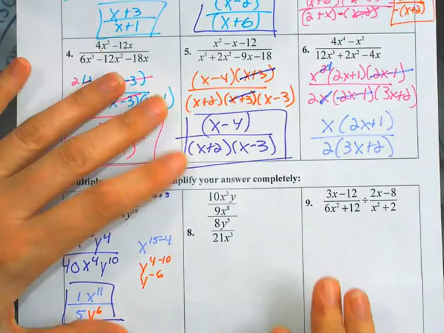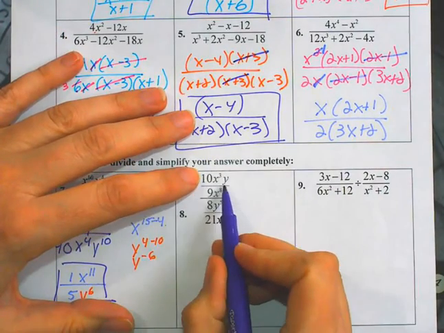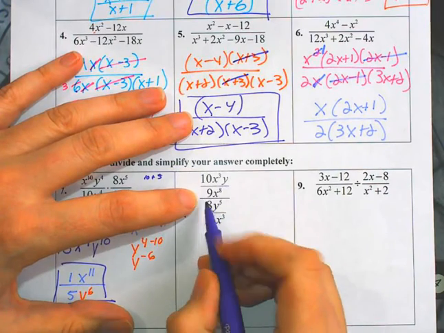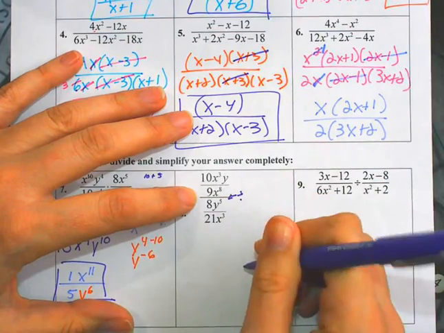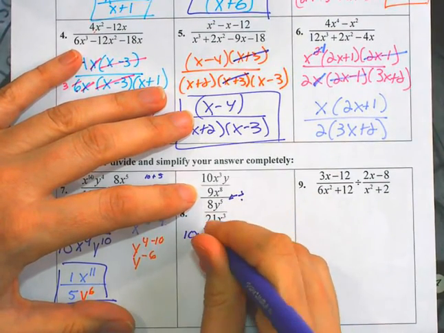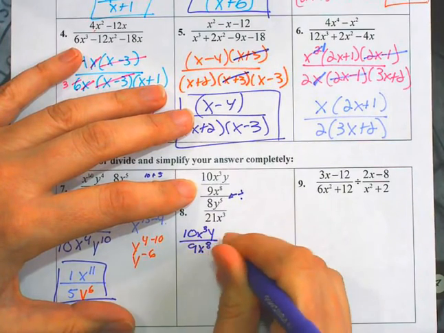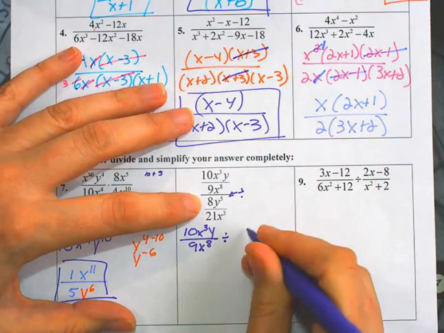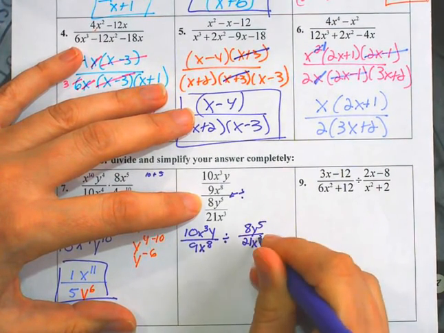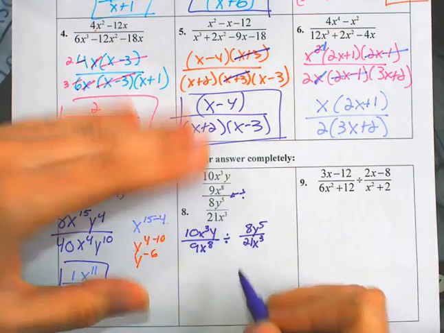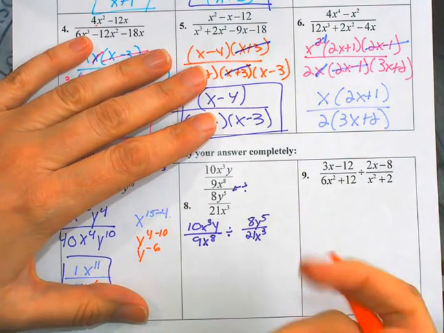Okay, I know this next problem looks a little terrifying, but my suggestion is to write this so it looks less terrifying. That line means divided by. So really you have 10x to the 3rd y over 9x to the 8th divided by 8y to the 5th over 21x to the 3rd. If you see it stack like that, just rewrite it so it looks nicer. Well, we know when we divide, we multiply by the reciprocal.